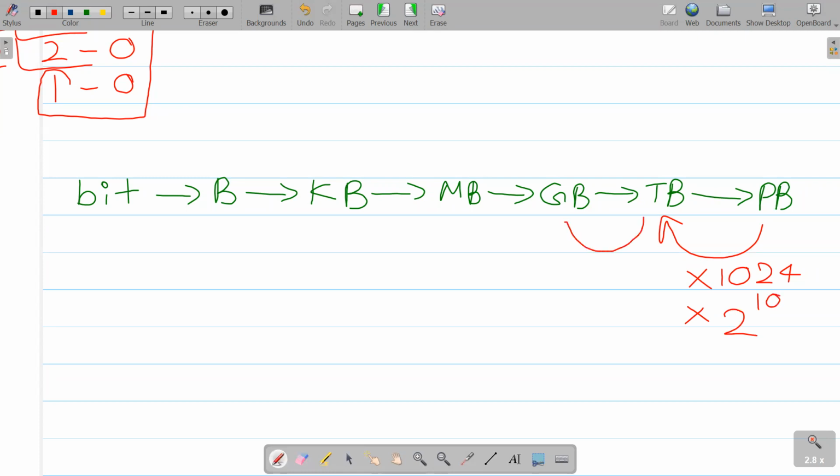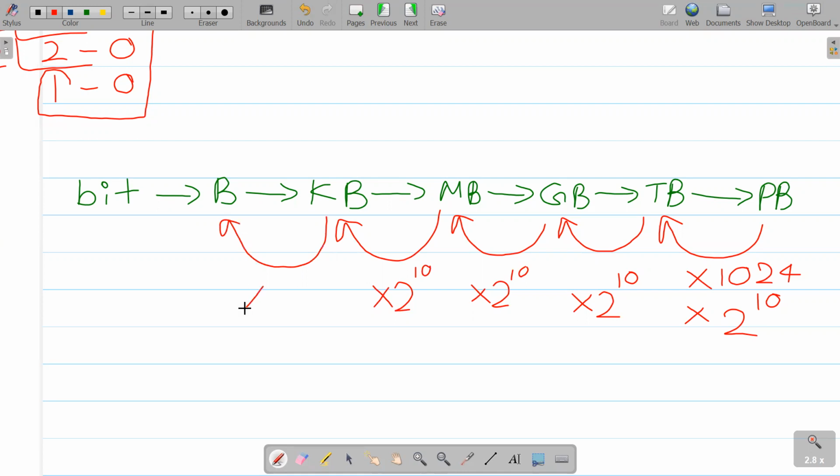So it's the same thing. When you are turning a terabyte into a gigabyte, multiply it by 2 to the power 10. Turning gigabyte into megabyte, multiply it by 2 to the power 10. So that is the factor. From kilobytes to byte, again multiply by 2 to the power 10. And from byte to bit, the story is a little bit different. We need to multiply it by 8, that means 2 to the power 3.